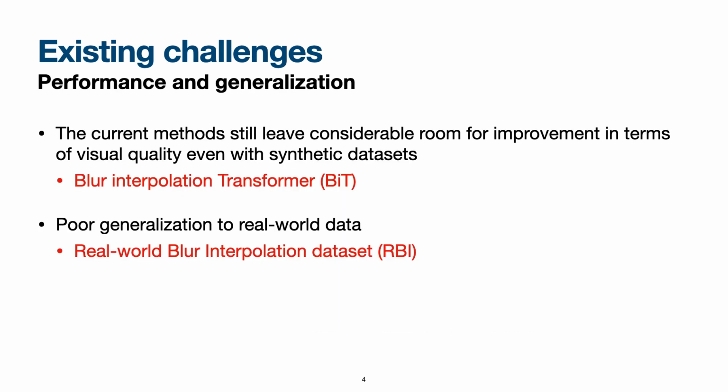Despite recent progress, current blur interpolation methods still face considerable challenges. First, even with synthetic datasets, the visual quality produced by existing methods is not satisfactory. Secondly, there's a significant generalization problem. Current methods do not perform well when applied to real-world data. Our research introduces two key advancements to address these issues, the blur interpolation transformer, and the real-world blur interpolation dataset.